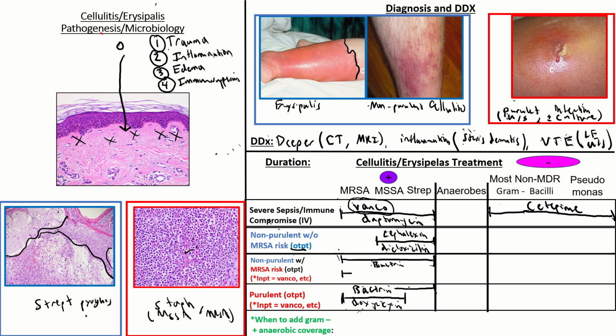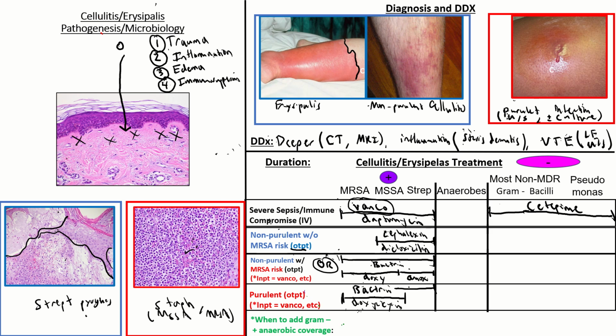The other thing you could do is Bactrim, or you can do doxy as well. Now doxy only covers MRSA and MSSA. So if you do doxy, you have to add on amoxicillin. So those are your typical go-tos for oral treatment of non-purulent, or oral step-down. Treatment or oral step-down for non-purulent with MRSA risk factors is Bactrim alone to cover MRSA, MSSA, and strep, or doing doxy and amoxicillin.